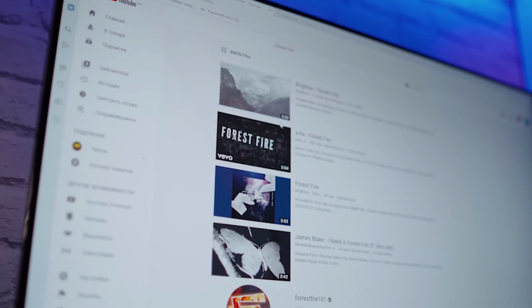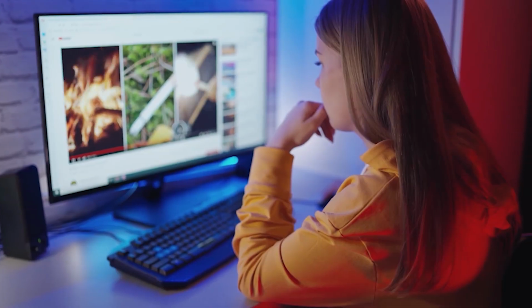Let's start by defining what views actually are. Views on YouTube are counted whenever someone clicks to watch a video. I know it sounds pretty simple, but it's important to know that your number of views does not show how long people watch your videos or how much they enjoyed it. So having a high view count is good, but it doesn't necessarily mean that your video is performing well.